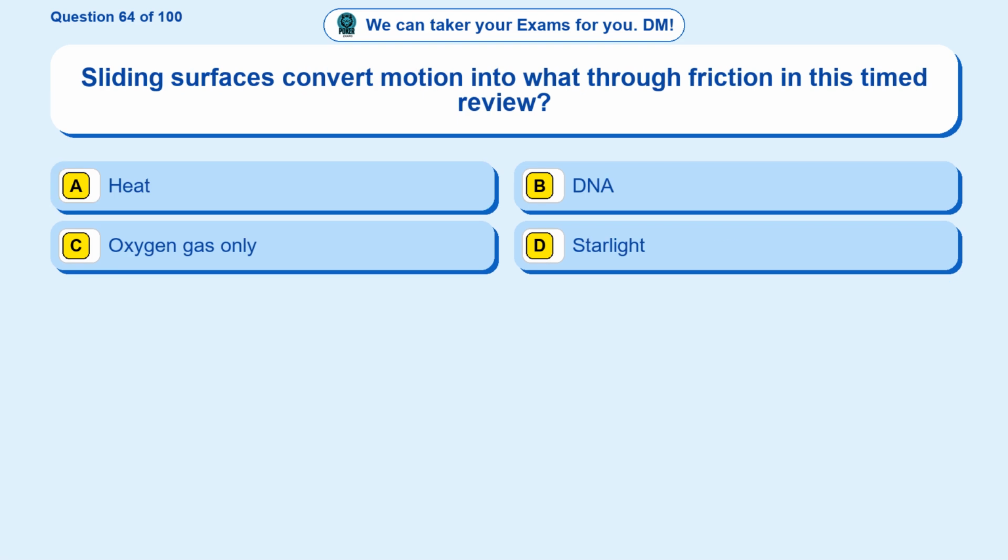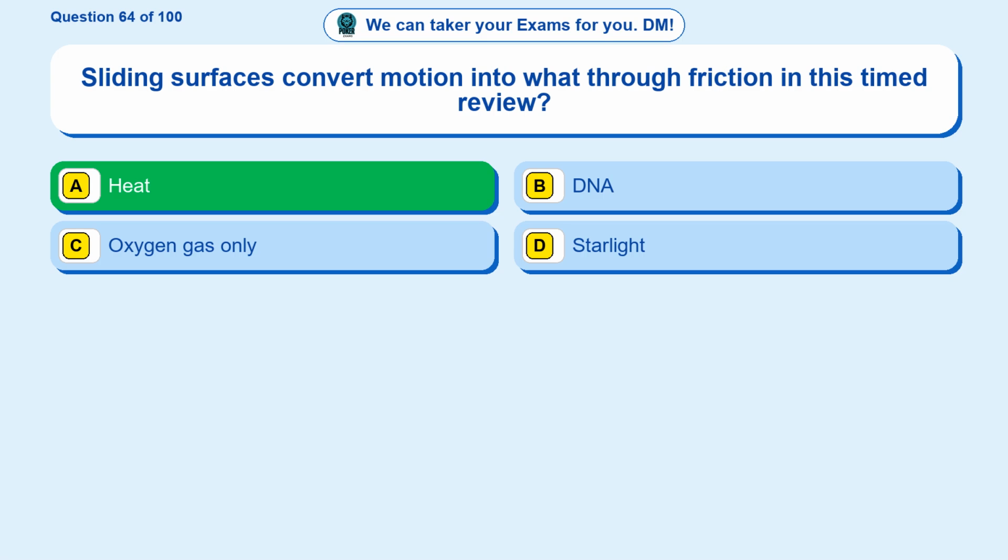Question 64. Sliding surfaces convert motion into what through friction in this timed review? Option A, heat. Option B, DNA. Option C, oxygen gas only. Option D, starlight. The correct answer is option A.